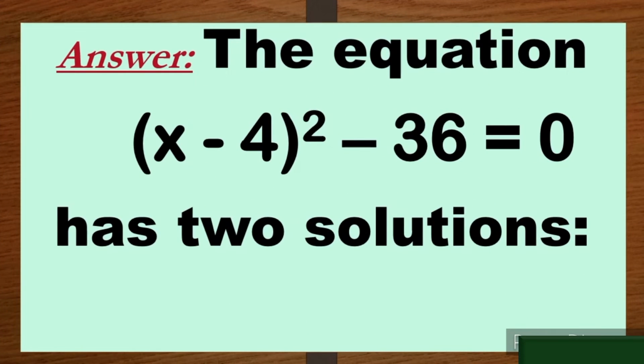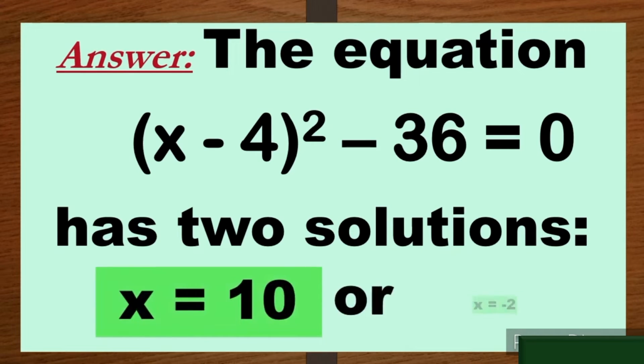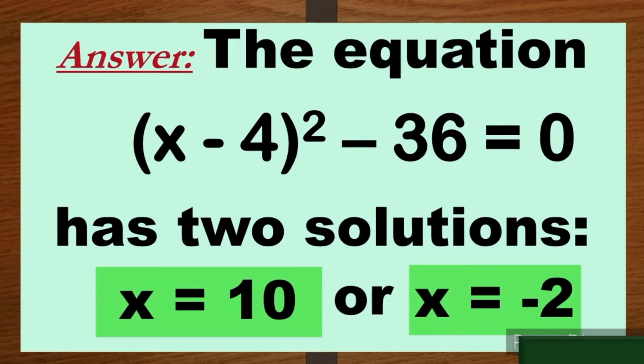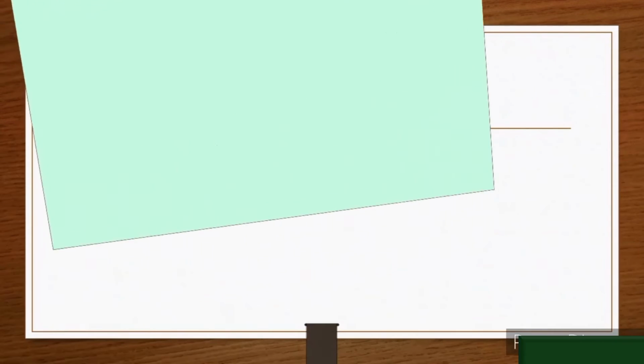The answer: the equation (x − 4)² − 36 = 0 has two solutions, x equals 10 or x equals negative 2.